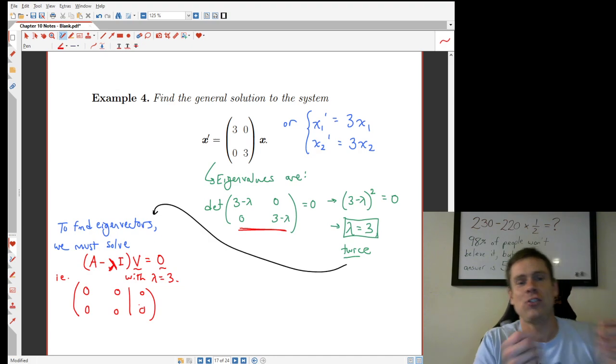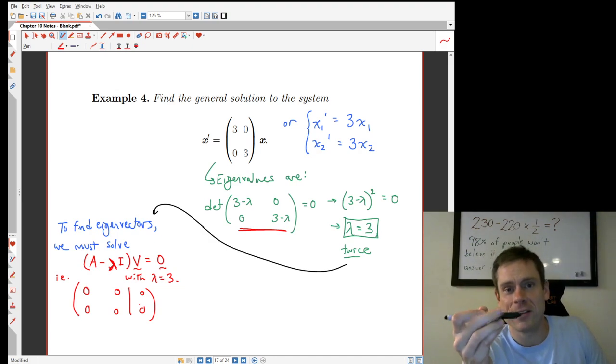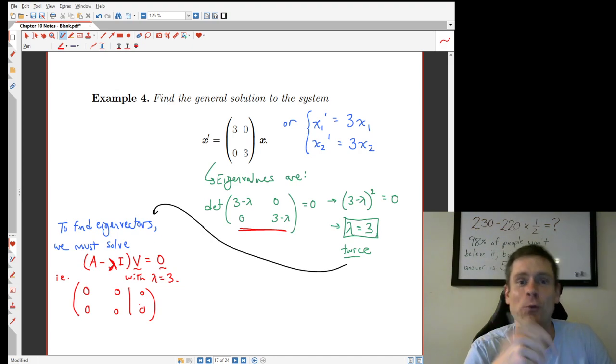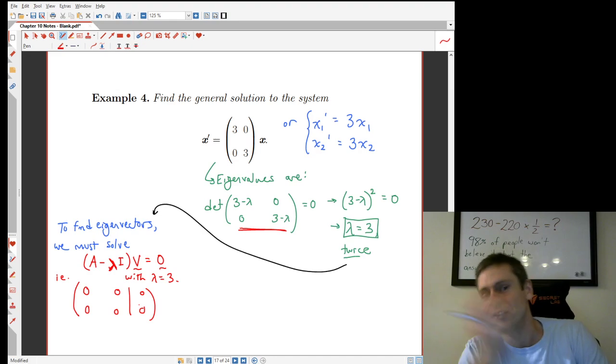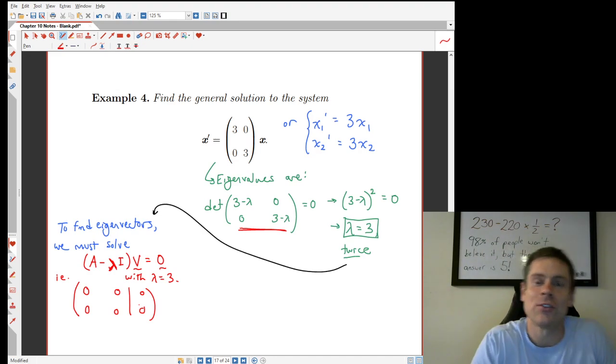You have a two-dimensional solution space here. We have two different degrees of freedom here. We have two free variables to work with. And so we can get two eigenvectors out of this. As long as they're linearly independent from one another, we get any sorts of combinations of solutions we want.